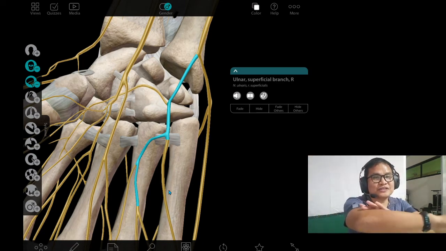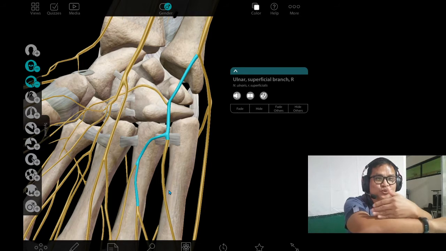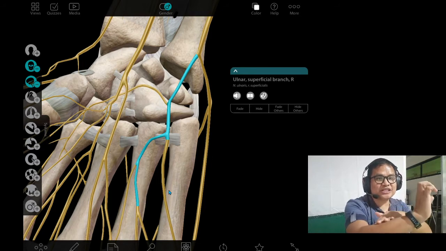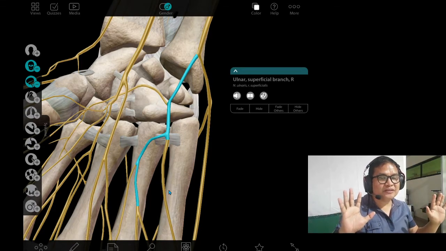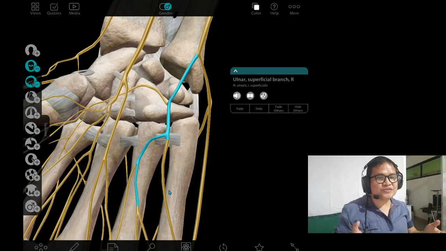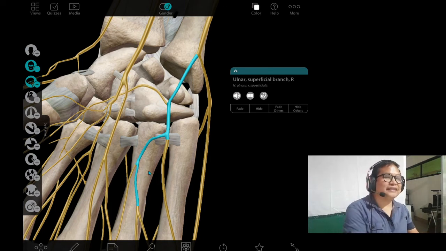Let's take for example your extensor group of muscles that extend the wrist and fingers, and the flexor group of muscles. They are considered extrinsic muscles of the hand. They are involved in hand function, but their origin is found outside the hands. Then you have your intrinsic muscles. Now let's go back to the nerve.